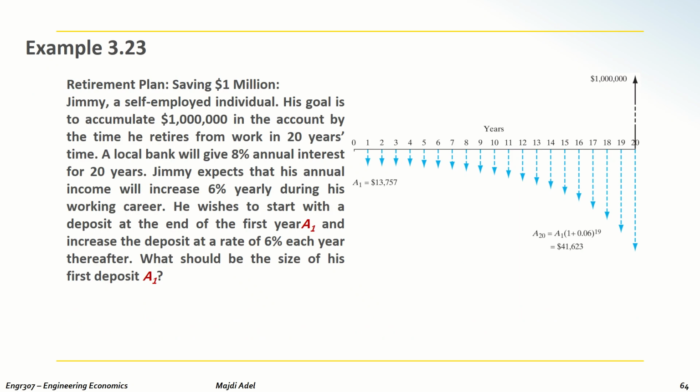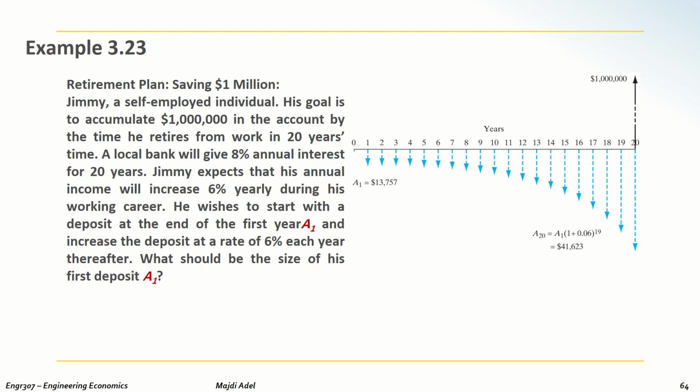The last example, retirement plan to save $1 million. Jimmy, he wants to save $1 million when he retires after 20 years. He wants to save $1,000,000 to have it when he retires after 20 years. He is a self-employed individual. And Jimmy expects that, and he is going to invest his money in a bank that gives him 8% interest rate for 20 years. Now, Jimmy expects that his annual income will increase by 6%.